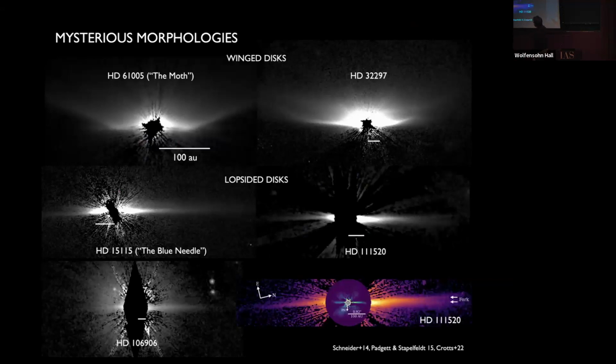32297 has 2 sets of wings. There's this one, and then there's another one, sort of ghostly, running on top. There are lopsided disks too. It's just like galaxies. Sorry? Yeah, sorry. This is HST, scattered light. These are all scattered light. I think this one is a Gemini image.